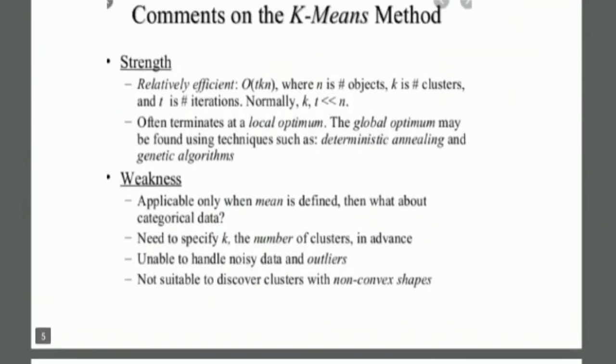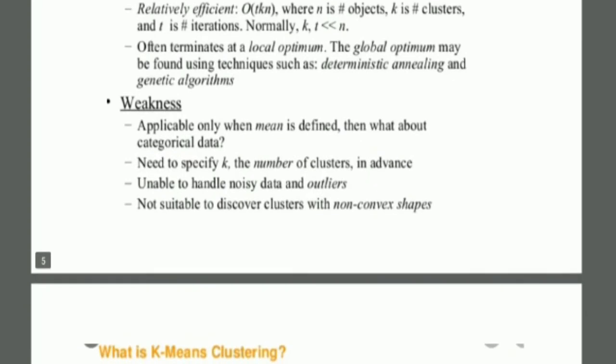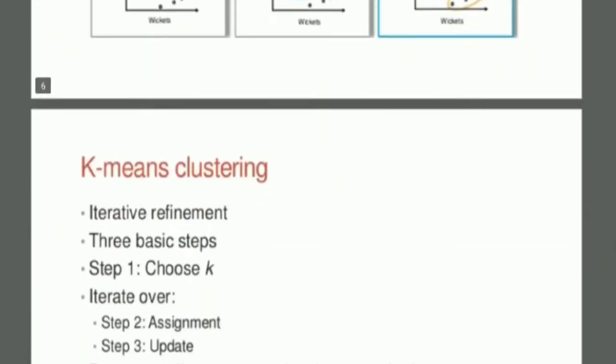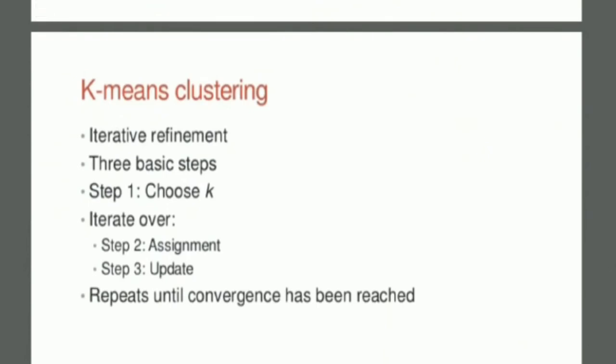Weakness of the algorithm: it is applicable only when the mean is defined, so it is not suitable for categorical data. Need for specification of k. Unable to handle noisy data. Not suitable for clustering of non-convex shapes. K-means clustering.